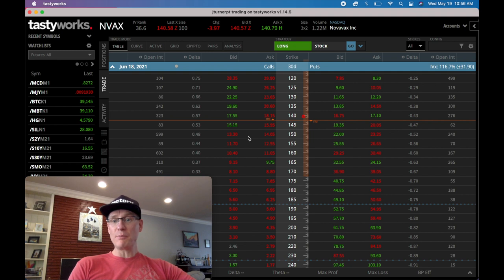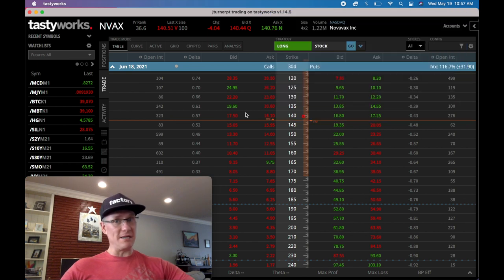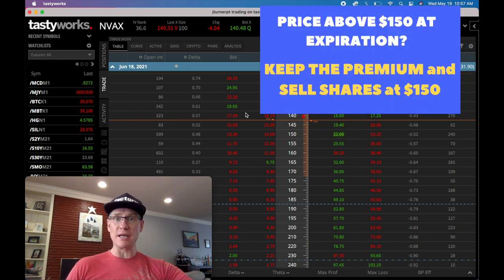Now, if the price stays below 150 at expiration, what happens? Well, we keep the premium and we keep the shares and we repeat the process. It's very simple. Now, if price happens to be above 150 at expiration, here's where it gets interesting. You lose those shares, but here's the kicker. You keep the premium and you keep the difference between where you bought the shares and where you sell the shares. So we got put the shares at 130, okay?